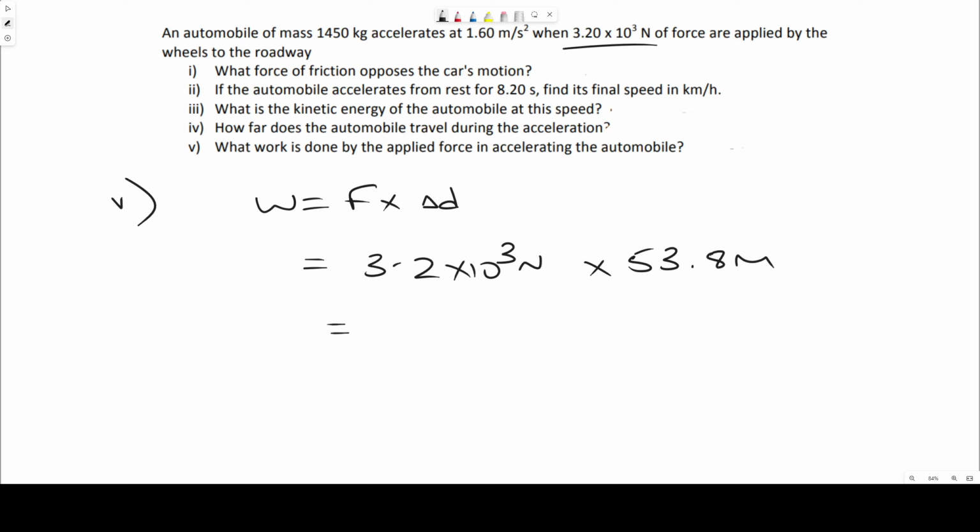So the resulting work would be 172,160 joules, and I'm just going to simplify this as 1.72 times 10 to the power 5 joules. I hope this makes sense.